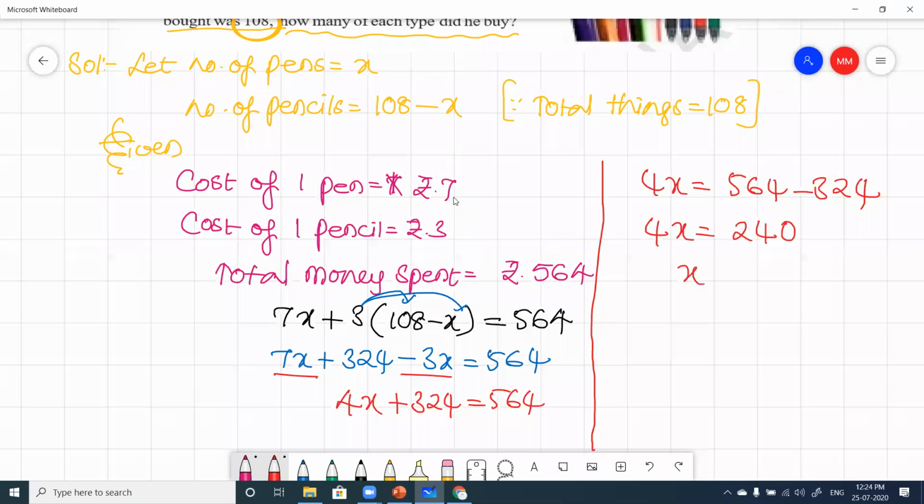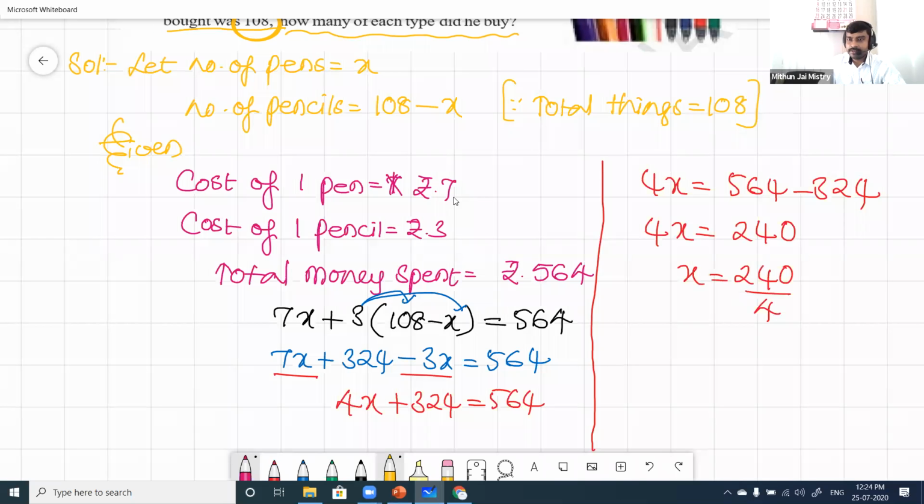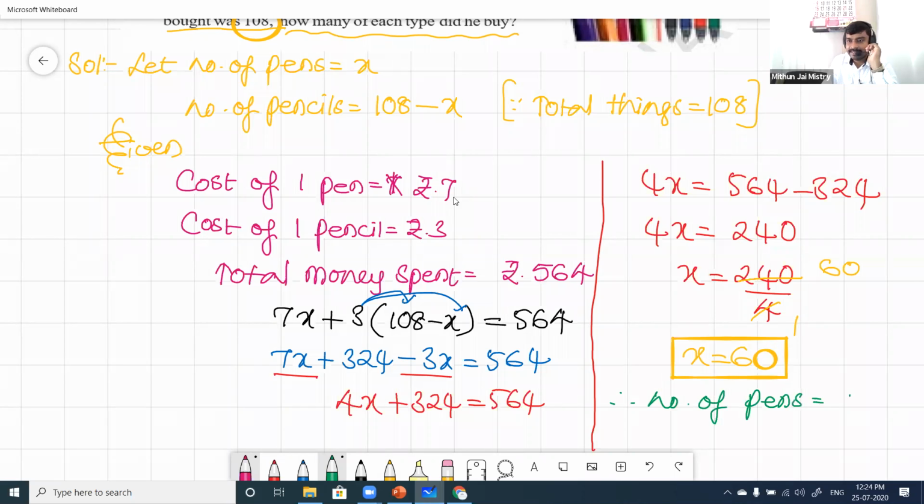Now, x is equals to 240 upon 4. When you simplify it, 4 6s are 24, 4 5s are 20, 4 6s are 24 and 0. That is x is equals to 60. What is x actually? What we took as x? X is number of pens. Wow, good. So we got number of pens here. So at last you can write, therefore number of pens is equals to x, and that's nothing but 60. You can write directly, he bought 60 pens.